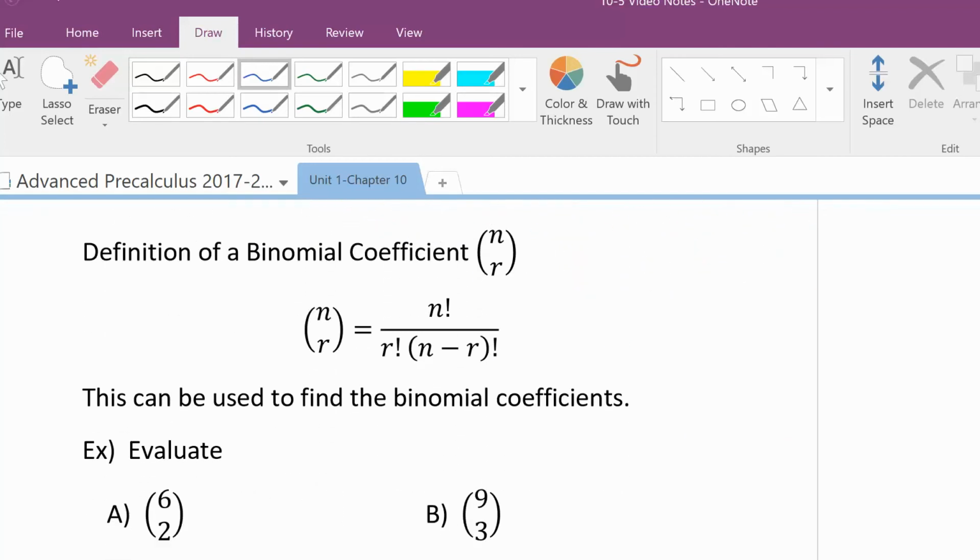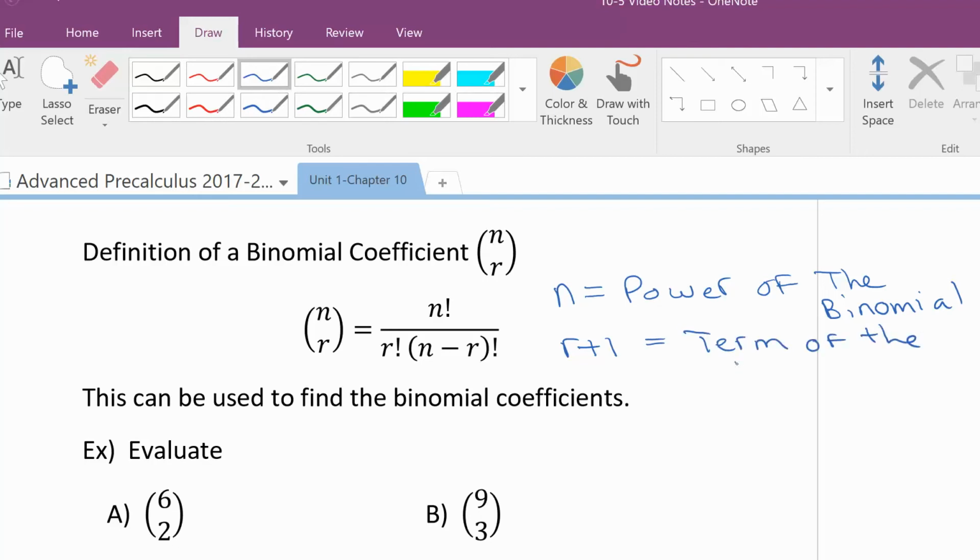The definition of a binomial coefficient, meaning the number in front of the variable, is n choose r, where n is the power of the binomial and r plus 1 is the term of the binomial. We'll explain that more in detail as we do a full expansion. But this is just to get the coefficient. And it's defined as n factorial over r factorial times n minus r factorial.